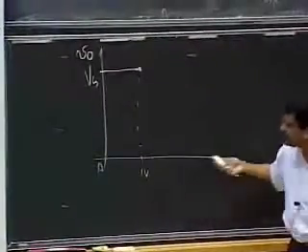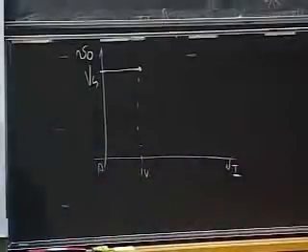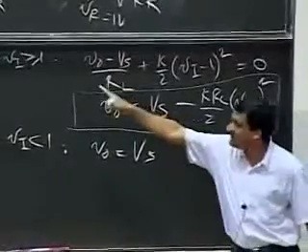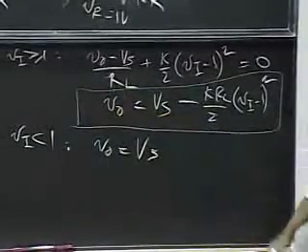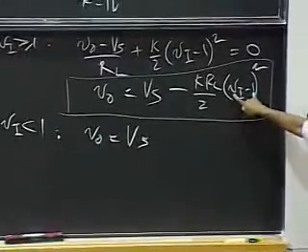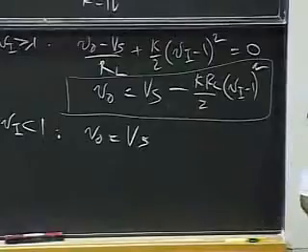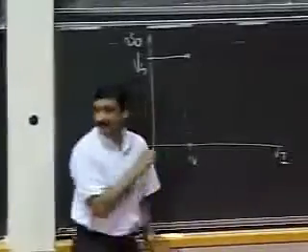When Vi goes above 1 volt, fun stuff begins to happen. When Vi goes above 1 volt, then this equation applies because Vi is greater than 1. And when Vi is 1, 1 minus 1 is 0. This term cancels out, so this is Vs.